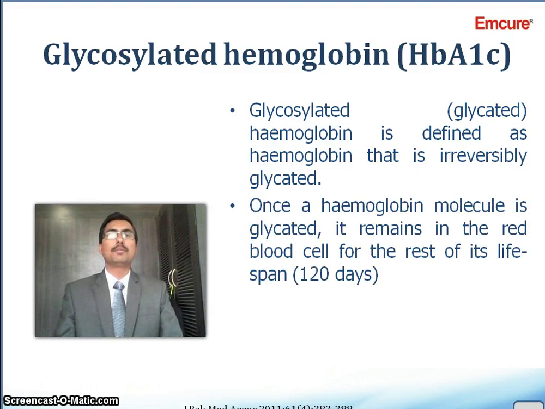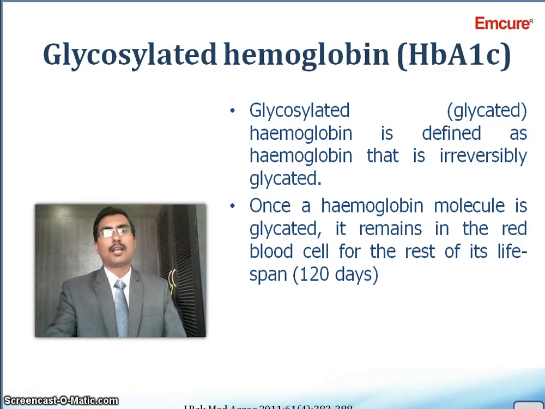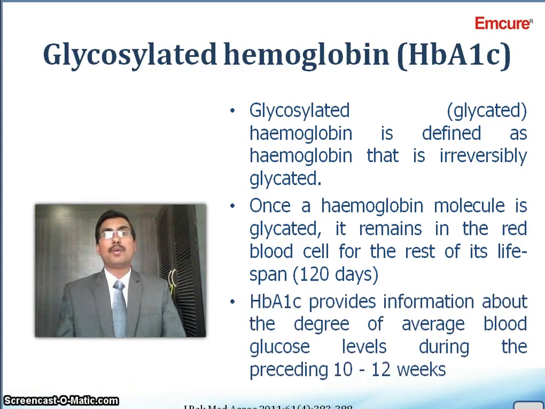Once the hemoglobin molecule is glycated or bound with the glucose, it remains in the red blood cells for the rest of its lifespan, that is almost 120 days. And then this HbA1c provides information about the degree or average blood glucose level during the preceding 10 to 12 weeks, or on an average for 3 months.